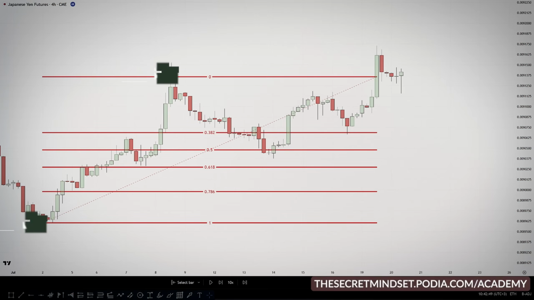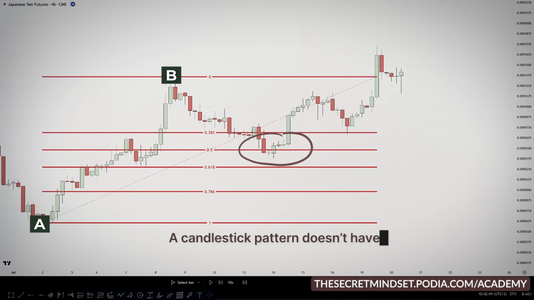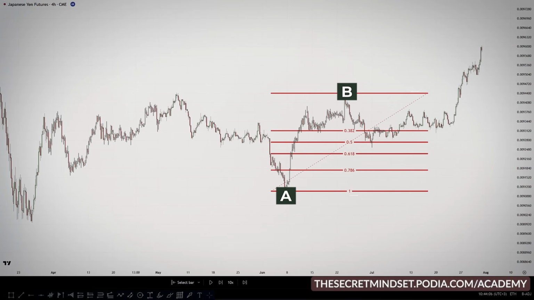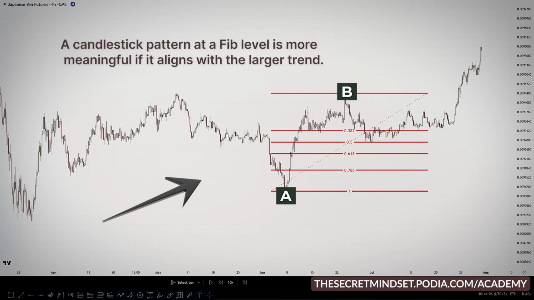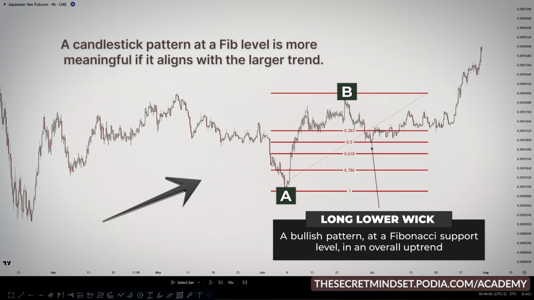Now, one common mistake is to focus only on exact Fibonacci levels. As I said, in reality, these levels are more like zones than exact lines. A candlestick pattern doesn't have to form exactly at a fib level to be valid. If it's close, it's worth paying attention to. And another key point is to look at the bigger picture. A candlestick pattern at a fib level is more meaningful if it aligns with the larger trend. For example, a bullish pattern at a Fibonacci support level in an overall uptrend is typically stronger than one that goes against the trend.